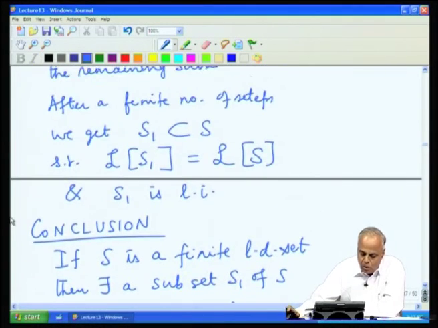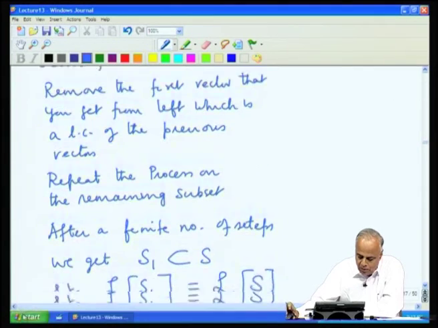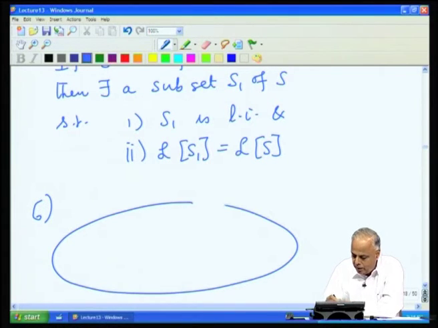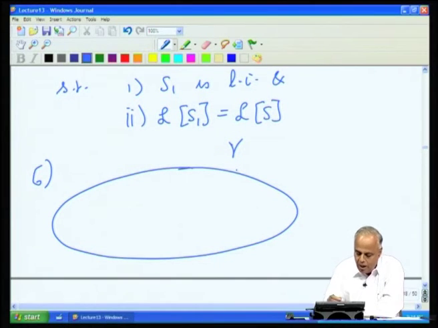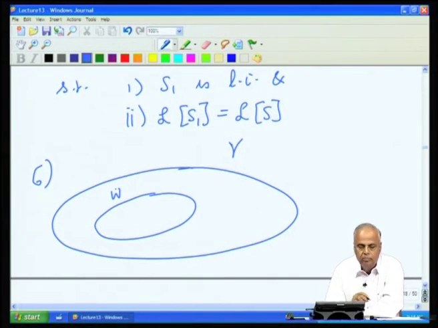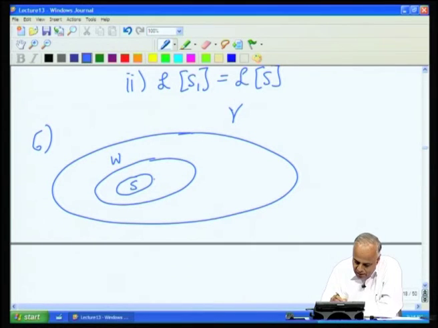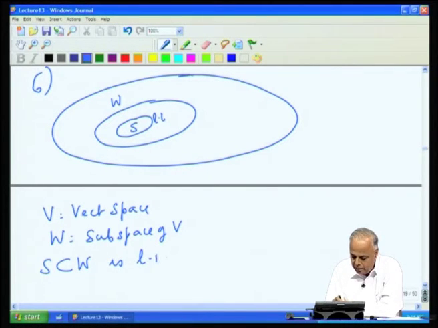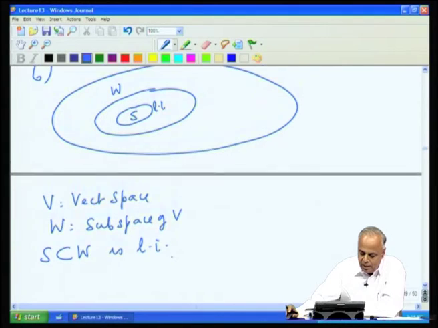We shall look at one more small property, which was number 5. The next one is something which we will use again. Suppose we have a vector space V and we have a subspace W, and inside that subspace we have a linearly independent set. So we have V a vector space, W a subspace of V, and S contained in W is linearly independent. So, we have considered a subspace of V inside which we have a linearly independent set.